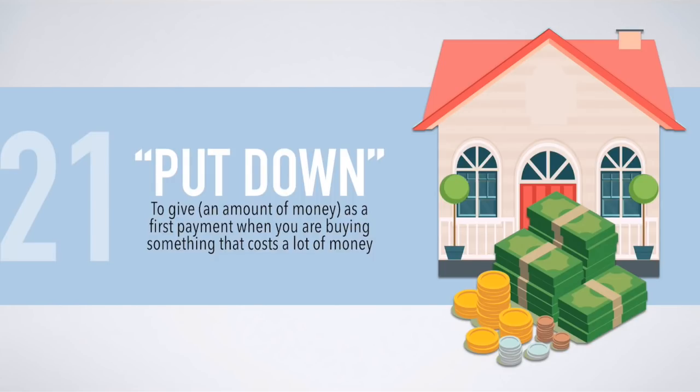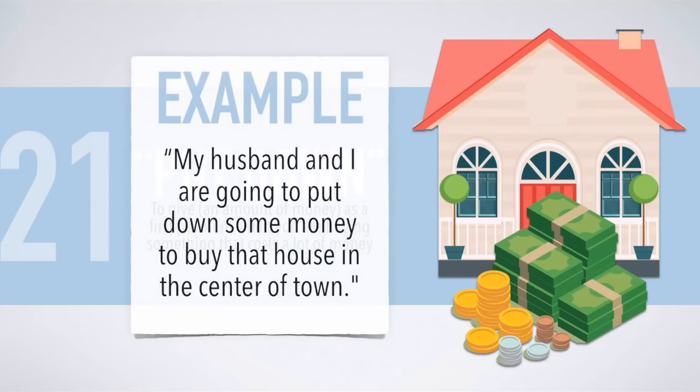All right, number 21, put down. Put down. It means to give an amount of money as a first payment when you are buying something that costs a lot of money. All right, here's the example. My husband and I are going to put down some money to buy that house in the center of town. So we have right here, put down.